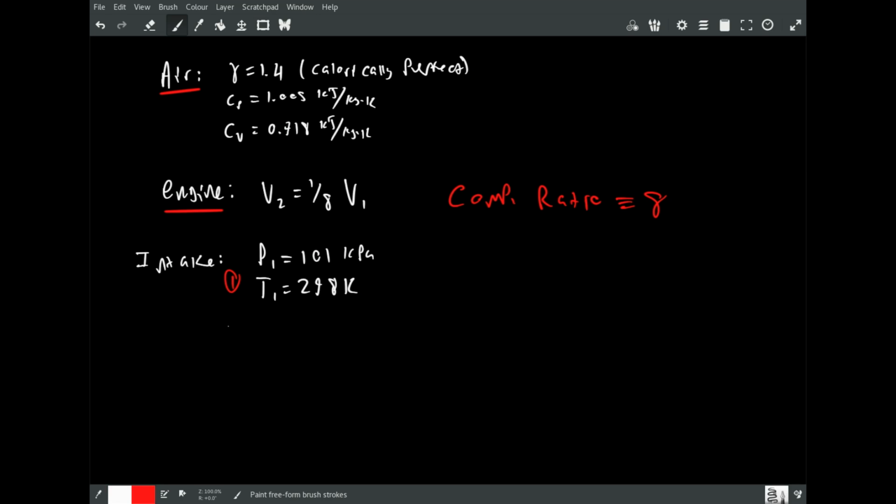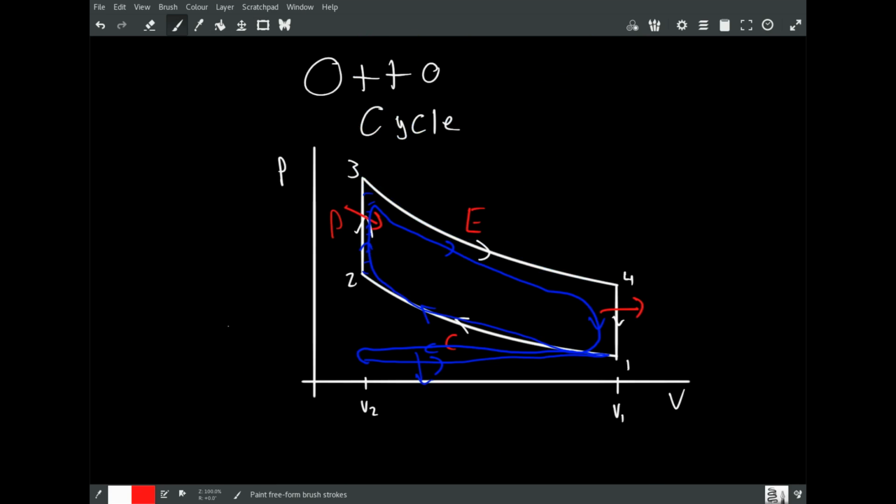So, first what we're going to do is find the values around this diagram. We're going to start at 1, we know what's there. We're going to move on to 2, figure out what the temperature and pressure is there, temperature and pressure at 3, and then temperature and pressure at 4. And that will help us to get all of the values that we need to know for this engine.